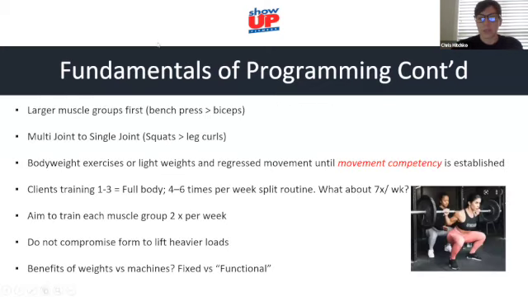All right. So larger muscle groups first: glutes, quads, lats, larger muscle groups first, into multi-jointed over single jointed. So more than two joints, or two joints working at one time, over one joint working at a time. Body weight exercises are light weights and regressed movement until movement competency is established, like we talked about before.